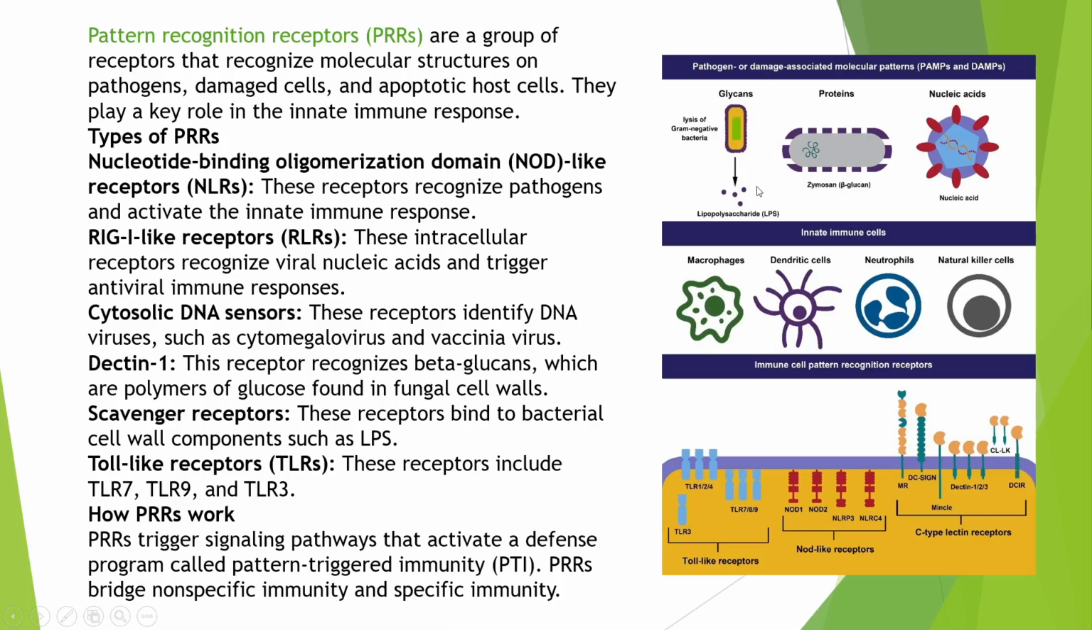So we can see these are the glycans of the lipopolysaccharide, then we have proteins, then we have zymosan, and nucleic acids, and these are all your PAMPs and your DAMPs, which will be recognized by your innate immune cells or your PRRs present on the cells. So we have the cells, mainly macrophages, dendritic cells, neutrophils, and natural killer cells, and immune cell pattern recognition receptors, that is your PRRs: toll-like receptors, NOD-like receptors, and C-type lectins.